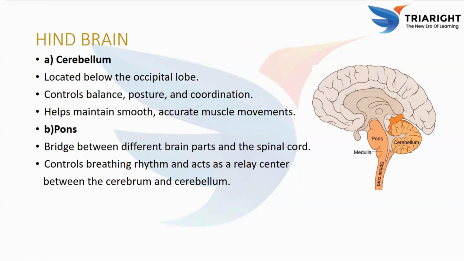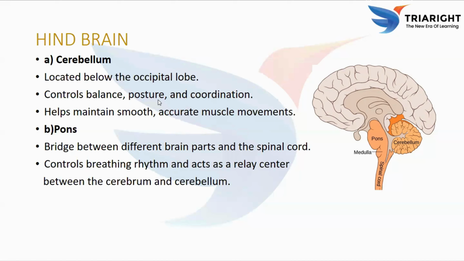Today you're going to learn about the hindbrain and also the anatomy and physiology of the spinal cord. So what is the hindbrain? The hindbrain is the lower part of the brain, located just above the spinal cord. It connects the brain to the spinal cord and controls vital body functions that happen automatically, such as breathing, balance and coordination. The hindbrain is divided into the cerebellum and pons.